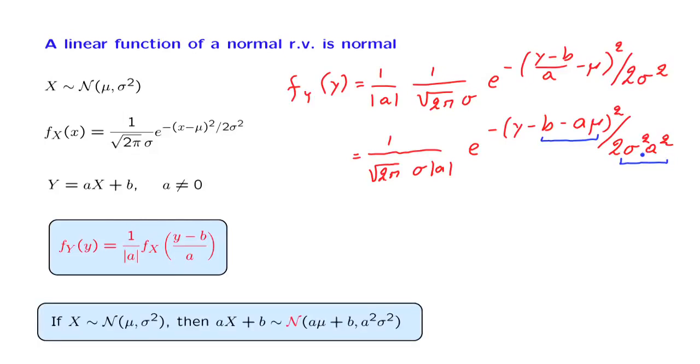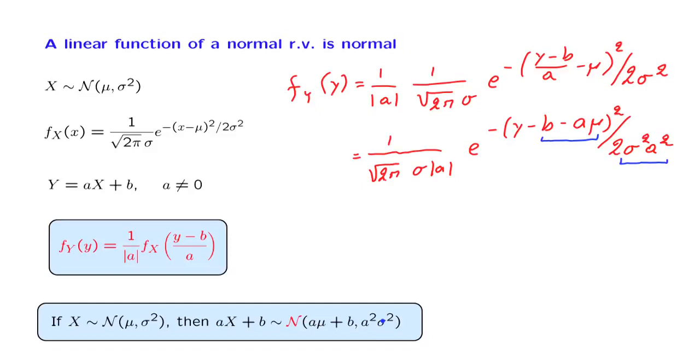So the conclusion is that the random variable y is normal with mean equal to b plus a mu, and with variance a squared sigma squared. The fact that this is the mean and this is the variance of y is not surprising. This is how means and variances behave when you form linear functions. The interesting part is that the random variable y is actually normal.